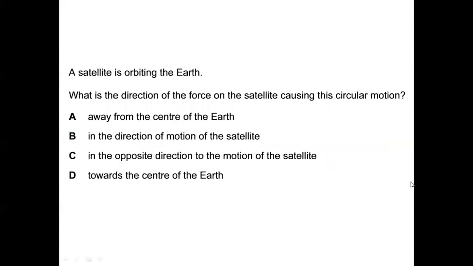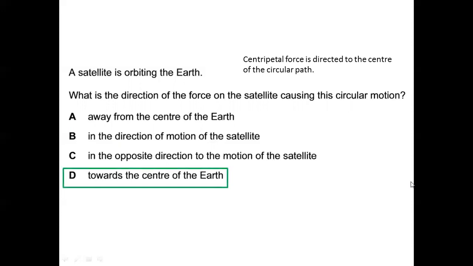Next. A satellite is orbiting the Earth. What is the direction of the force on the satellite causing this circular motion? So again, this situation is an example of centripetal motion. So if this is the case, that means there is a centripetal force acting towards the center of the circular path, which means the answer will be letter D, towards the center of the Earth. By the way, for this example, the one that provides the centripetal force is the gravitational force exerted by the Earth on the satellite.